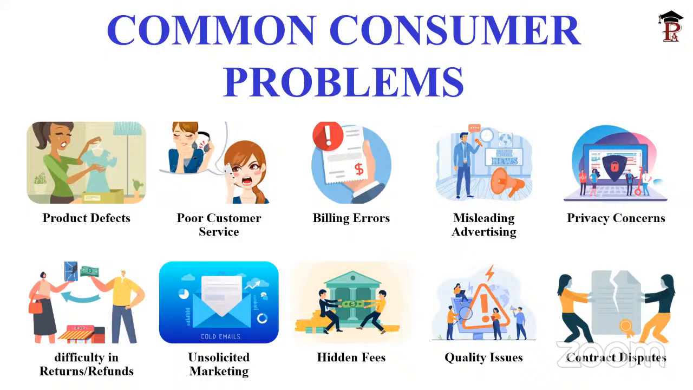Then the third one is billing errors. We all go through our bills when we go to restaurants, checking whether these are the things we have actually eaten or not, or whether there are additional dishes we have not eaten but are in the bill. So yeah, there can be billing errors. That is a consumer problem, and it's our responsibility to recheck that.